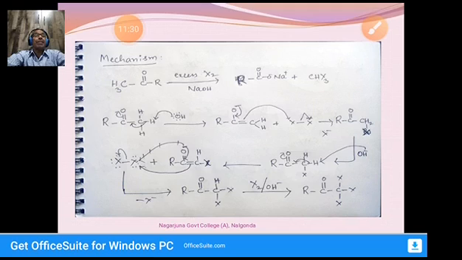Okay, what is the mechanism? So in the iodoform reaction, what is happening? Let's see carefully.